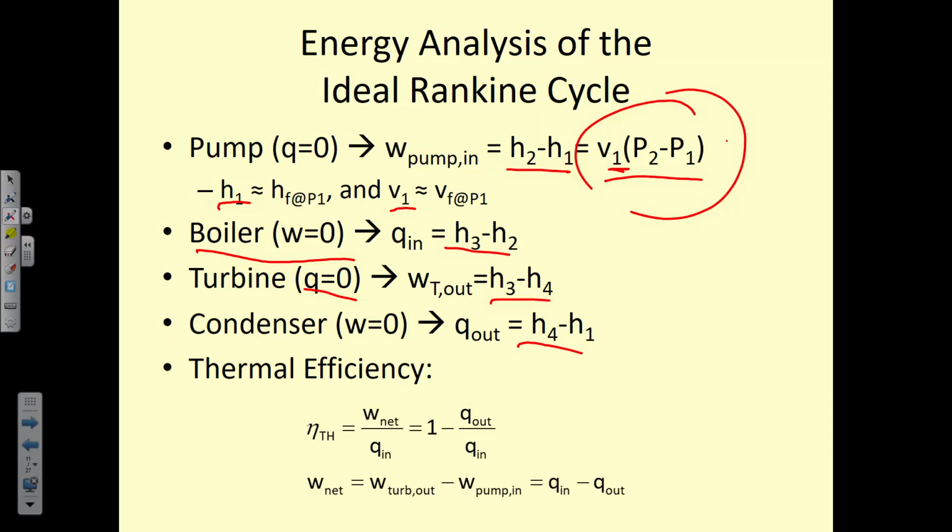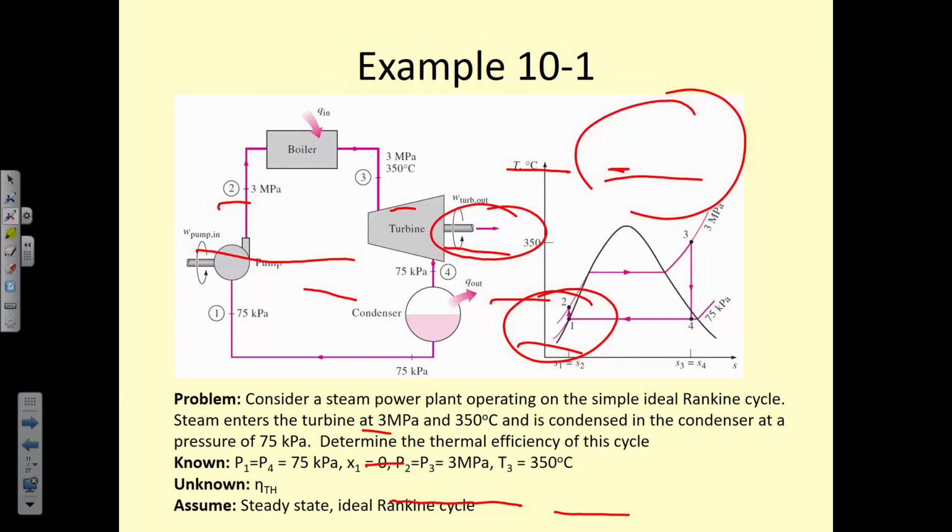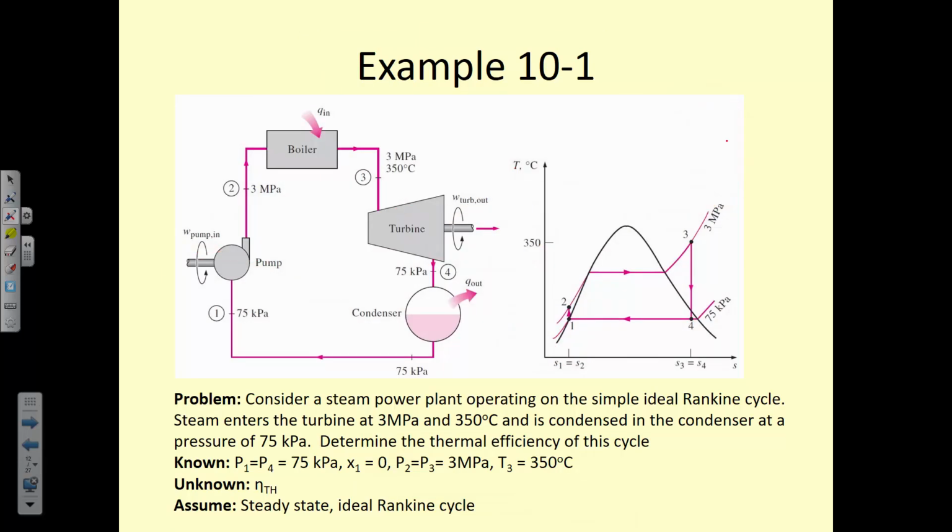So if we want to look at the total overall thermal efficiency of the whole cycle, it's work net over Q in. So work net is going to be equal to the work of the turbine minus the work of the pump. And that's also equal to Q in minus Q out. And you can see Q in is into the boiler, Q out is out from the condenser. So this should all be familiar and easy. It's what we've done before. Let's work on an example so that we can put it into practice.